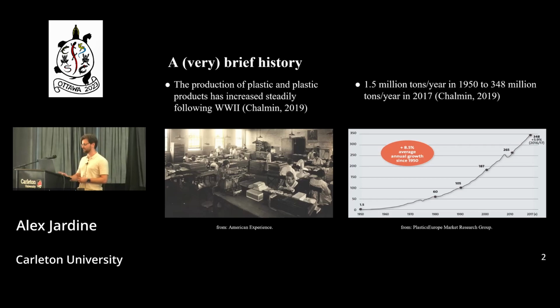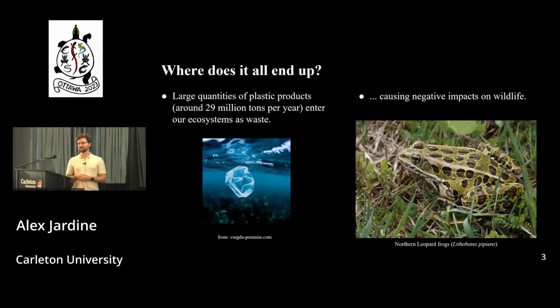So all of this plastic obviously has to end up somewhere, and 29 million tons per year do unfortunately end up in our terrestrial and aquatic ecosystems. And this can have a myriad of negative effects for wildlife, as I'm sure you're all aware, particularly for amphibians, many of which are critically endangered, and importantly, throughout their life cycles, occupy both our terrestrial and aquatic systems. So this predisposes them to multiple pathways of ingestion.